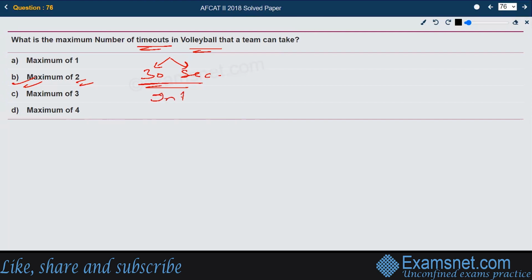But if we talk about international matches of volleyball, then there are two technical timeouts, and they can be of 60 seconds each. So in all, the number is again 2. So the maximum number of timeouts that can happen in a volleyball match, the answer is maximum 2.